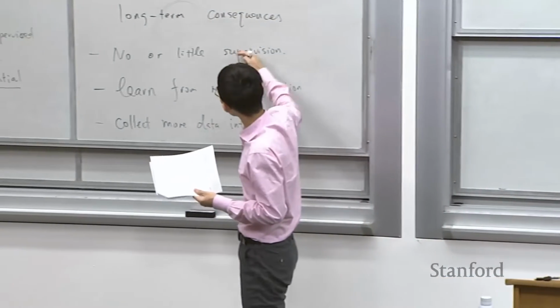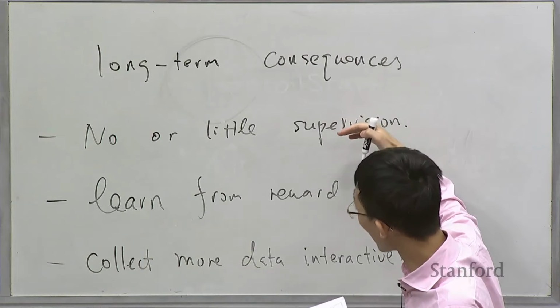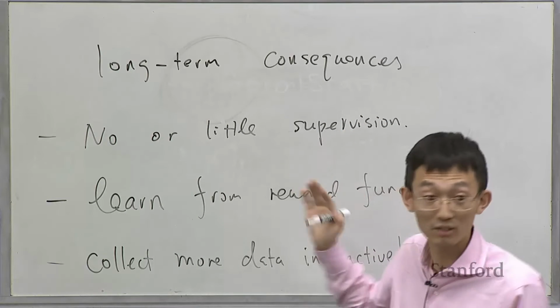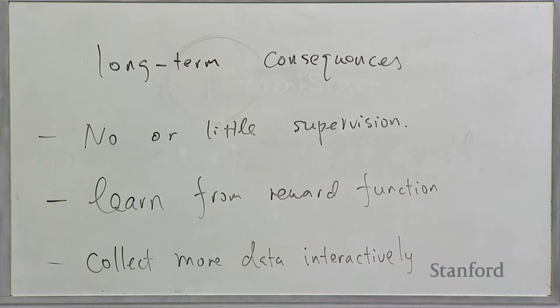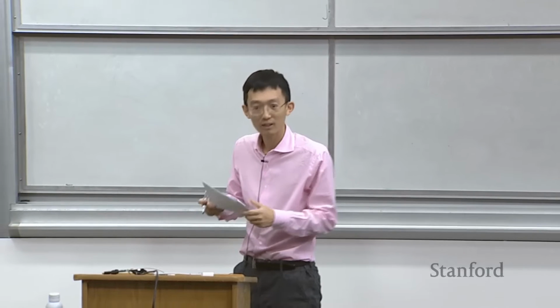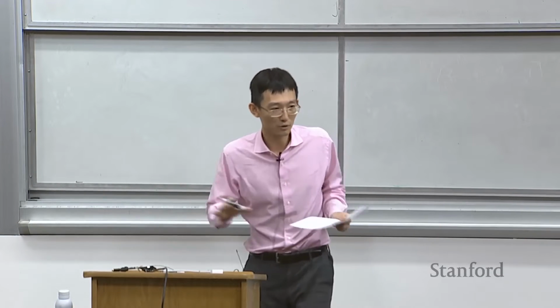So you can say offline reinforcement learning. That means you have more supervision, but don't have data interaction. You can have other kinds of combinations. But this is the main set of features of reinforcement learning. Any questions so far? I know this is very abstract.